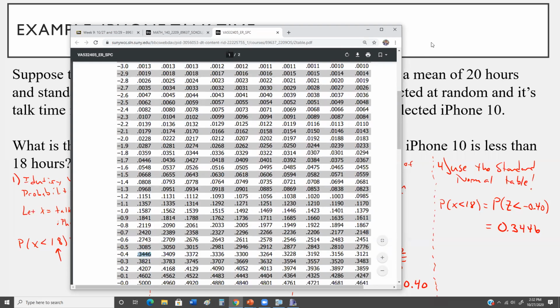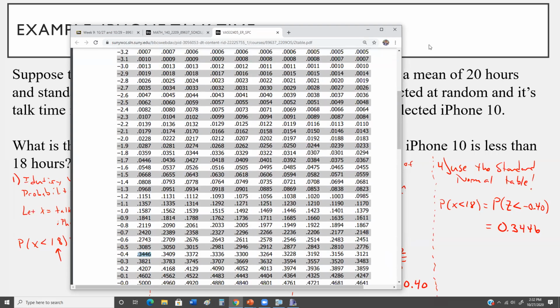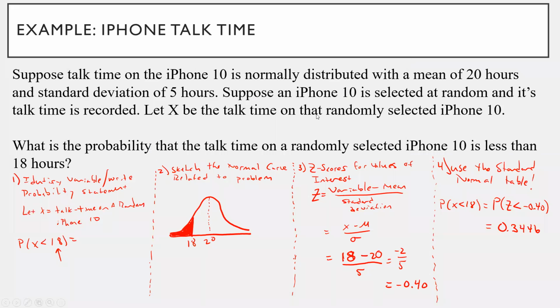All right, how about we do two more examples, sticking with the iPhone stuff? Just so you can see, I'm going to ask an area to the right and then an area between now. How about that? Sound good? And then that'll take us right to the end of class.